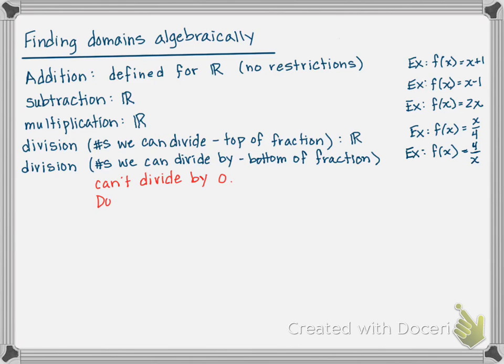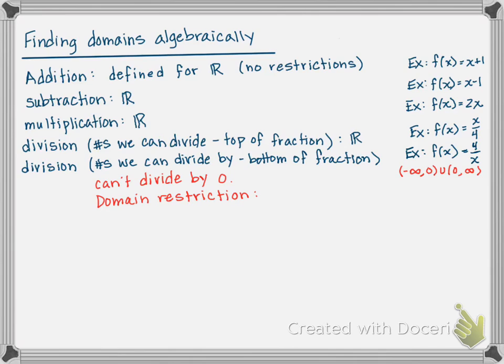Which means that there is a domain restriction. In this case, the domain restriction would be that x cannot be 0. So we'd say that the domain is all real numbers except for 0. So all numbers less than 0 and all numbers greater than 0. Because the only thing I can't divide by is 0. So every other number is in my domain.